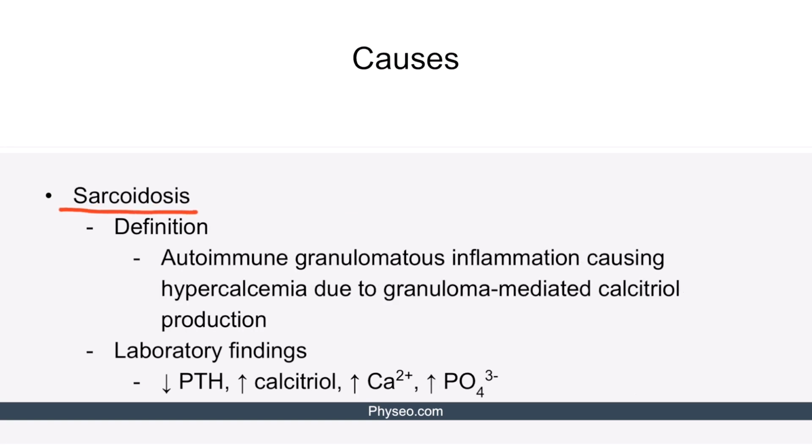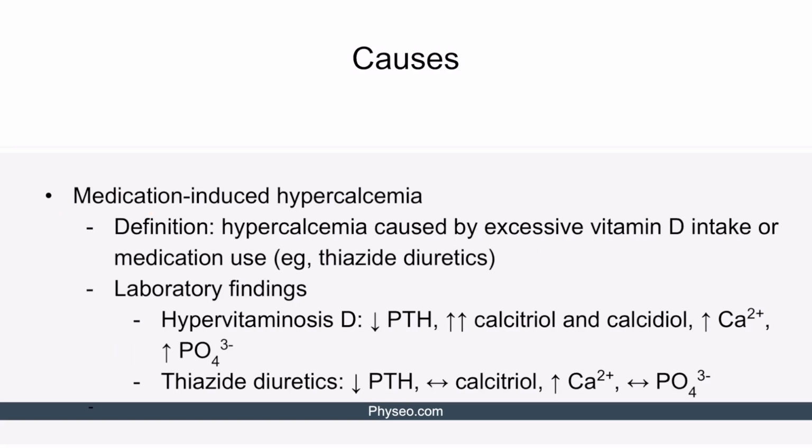Sarcoidosis is another cause of hypercalcemia. Sarcoidosis is an autoimmune granulomatous inflammation. Macrophages in granulomas can produce calcitriol. Calcitriol then reabsorbs calcium and phosphate from the GI tract. Therefore, patients with sarcoidosis-induced hypercalcemia will have high calcitriol, high calcium, and high phosphate levels. Elevated serum calcium negatively feedbacks the PTH production, so these patients will have decreased PTH levels.